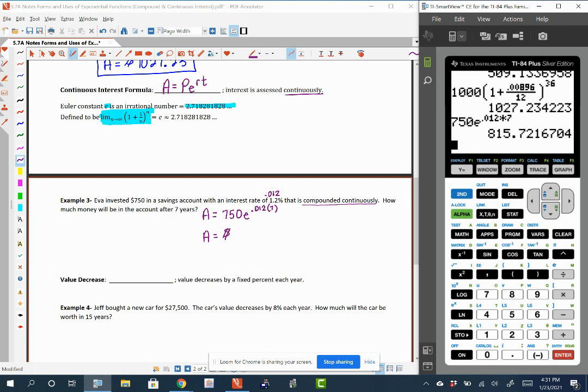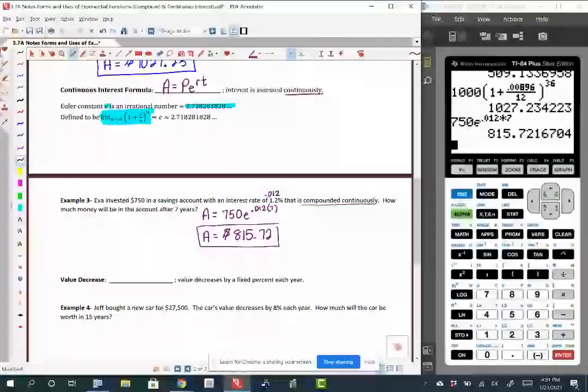So in this case, if she leaves this in for 7 years, she would have $815.72. So again, she'd have to decide, is this good for her? Does she want to do this kind of an account? She's made a little, let's see, about $65, a little over $65. So maybe to her, that's pretty good. But in 7 years, $65 is not a lot of extra money.